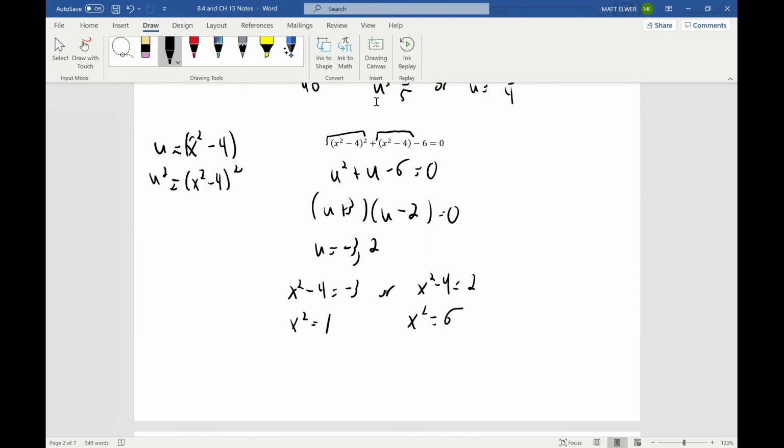Then we can take the square root on both sides. So x is equal to plus or minus 1, and x is equal to plus or minus the square root of 6. Our solution set, maybe we'll write it a little bit differently this time, is plus or minus 1 and plus or minus the square root of 6. That's our set of solutions. Those are our solutions for that one.